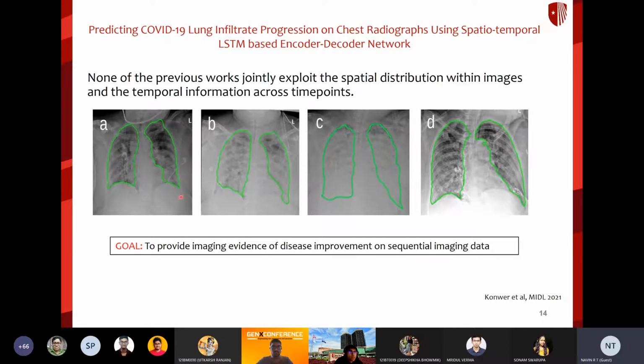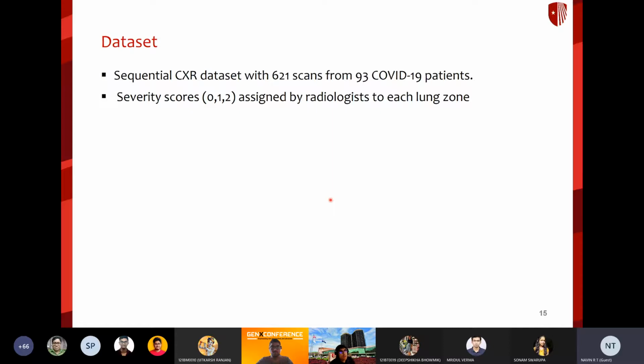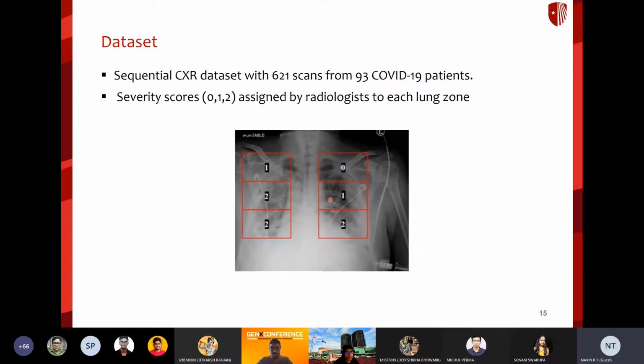Now, can we use imaging? Let's say, can we use images from day 1 and day 2 to predict what will happen on day 3 and what will happen on day 4? So that was our goal for the next part of this project. For that, we used a sequential chest X-ray data set with about 600 scans from close to 100 COVID-19 patients. Radiologists looked at these images and assigned severity scores ranging from 0, 1, 2 to the different lung zones. What we first did was divide the lungs into different zones.